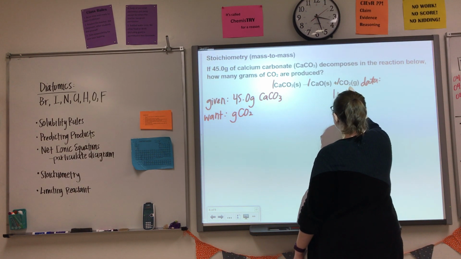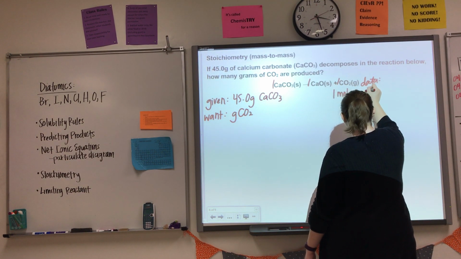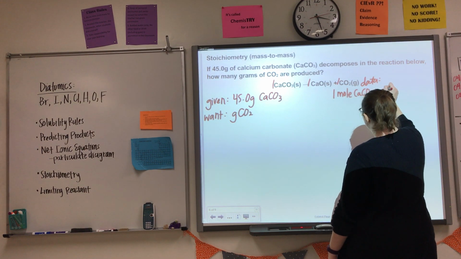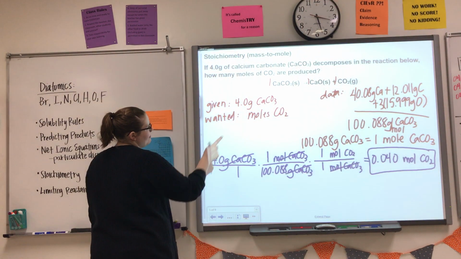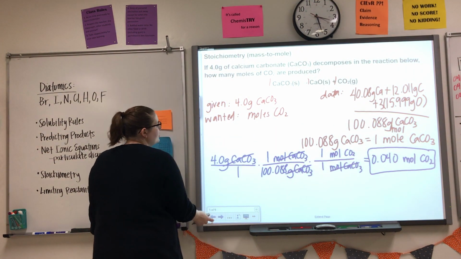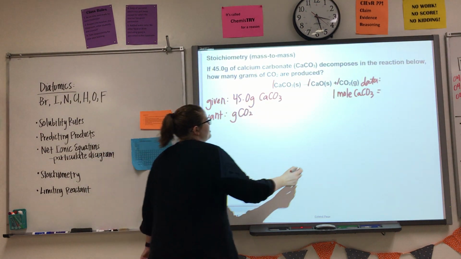So I'm going to know for every 1 mole of CaCO3, I got to calculate that molar mass. Well, I did that the slide before, and I already showed my work, so I'm just going to skip back real quick and see that it's 100.088 grams.